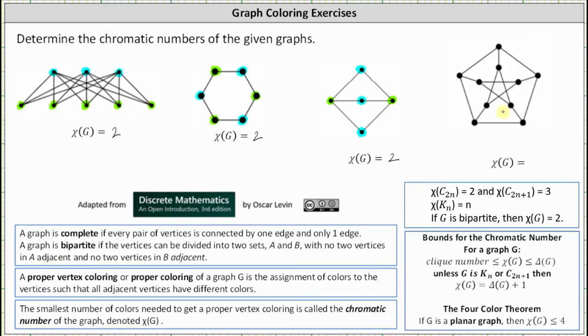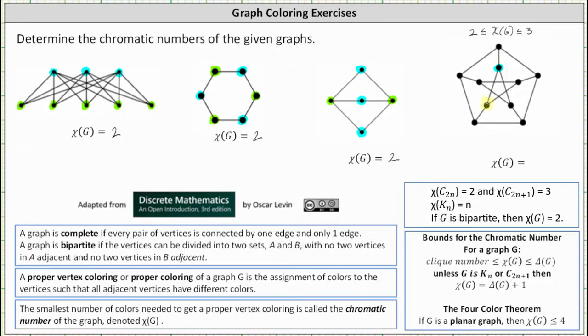Well, looking at the graph, notice how the largest complete graph that is a subgraph of this graph is just K2, the complete graph on 2 vertices, and therefore the clique number is 2. Then looking at the degree of all the vertices, notice all the vertices have degree 3, which indicates del G is equal to 3. So using the bounds, we know the chromatic number chi of G will be less than or equal to 3 and greater than or equal to 2, which means the chromatic number is going to be either 2 or 3.